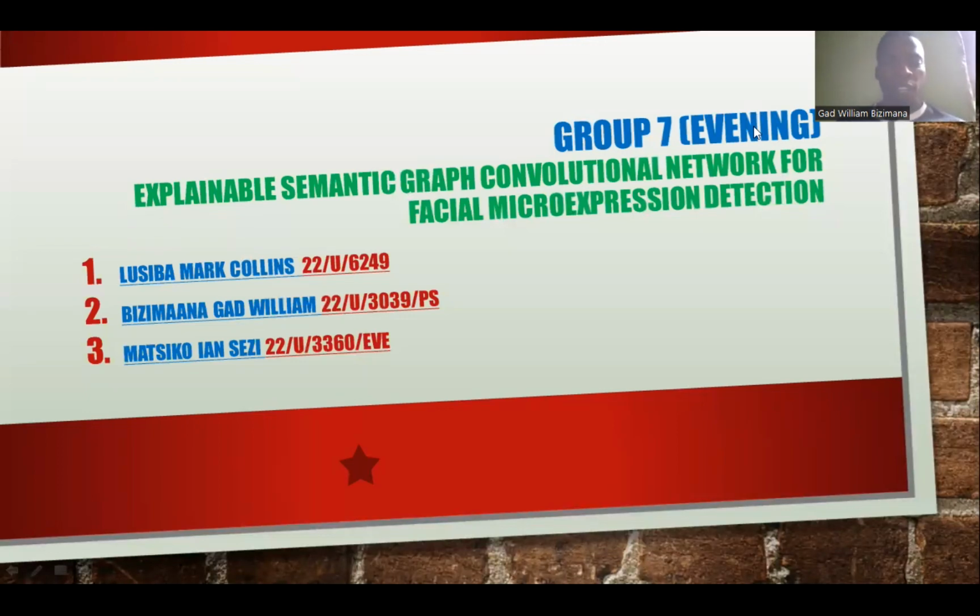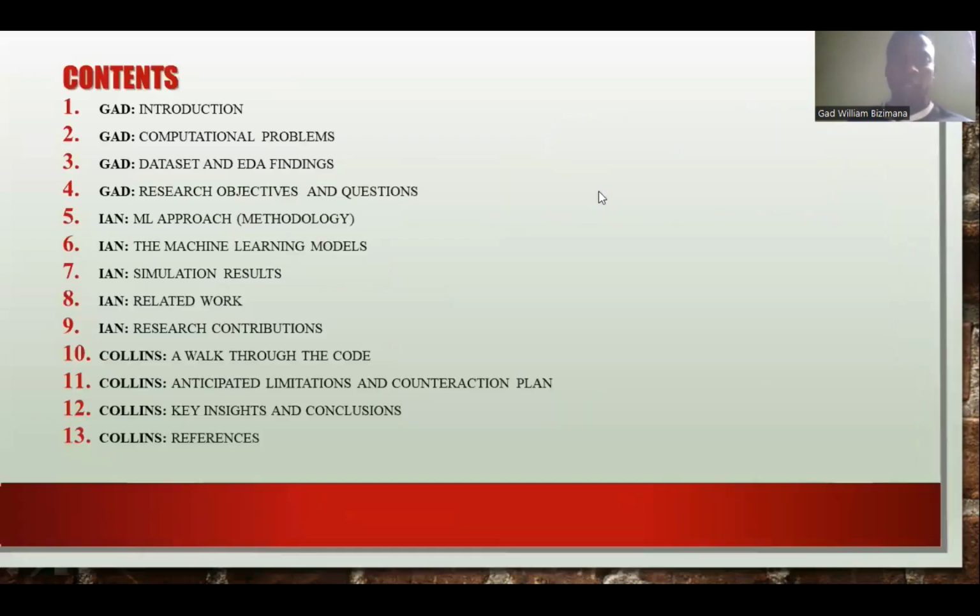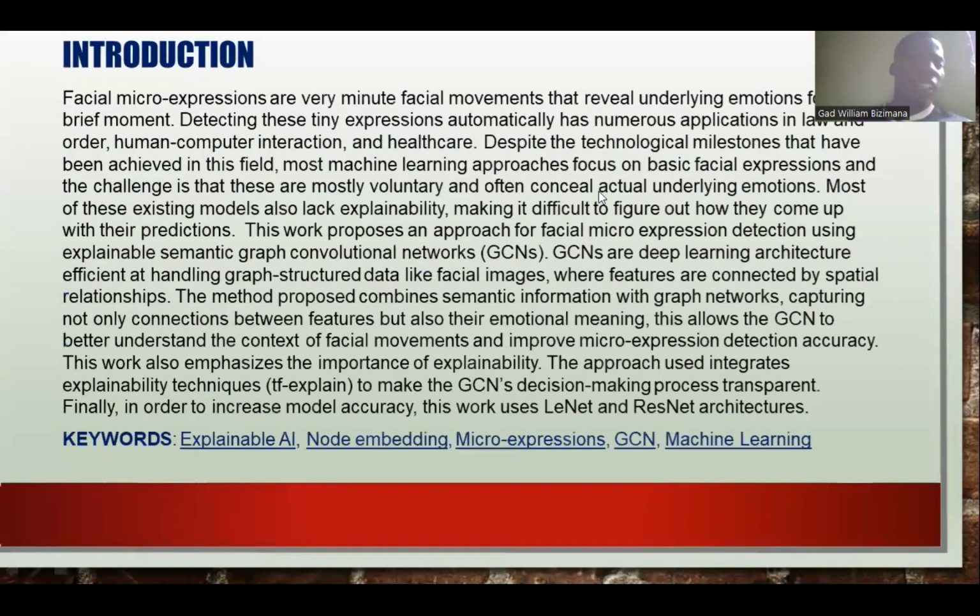My name is Bizimaana William Gad, a member of Group 7 Evening, and we're doing an explainable semantic graph convolutional network for facial microexpression detection. Microexpressions are very minute facial movements that reveal underlying emotions in a brief moment.